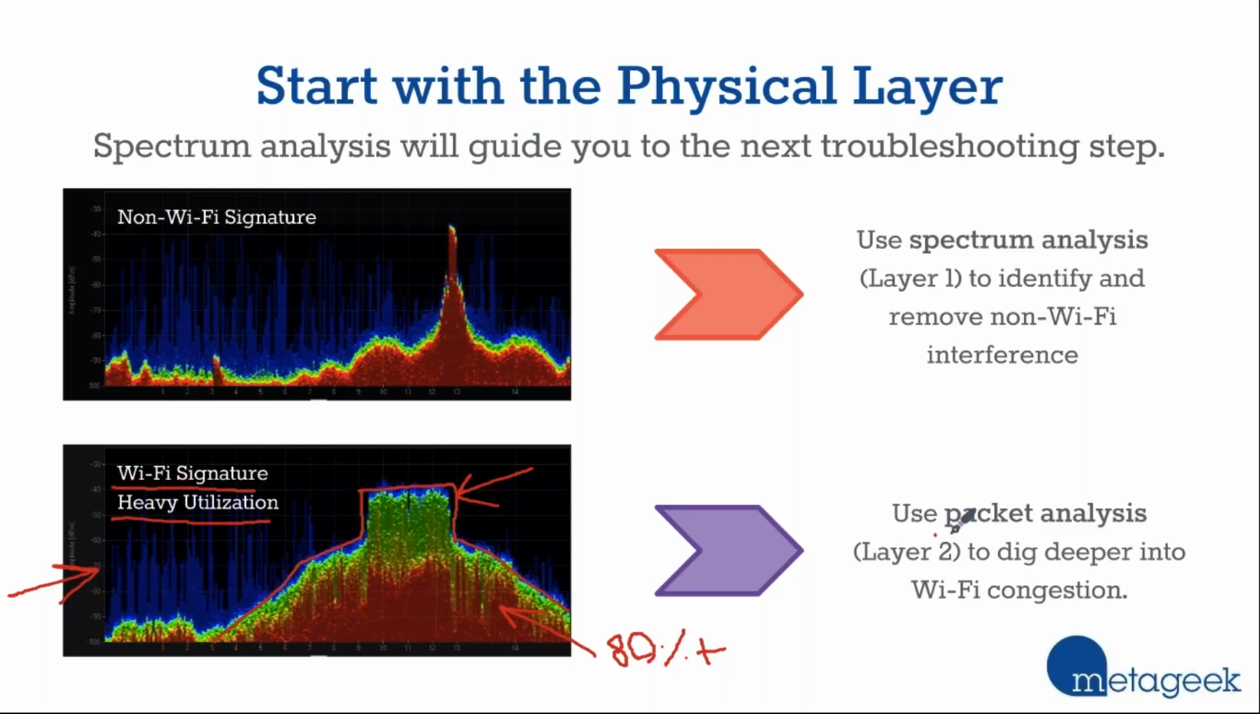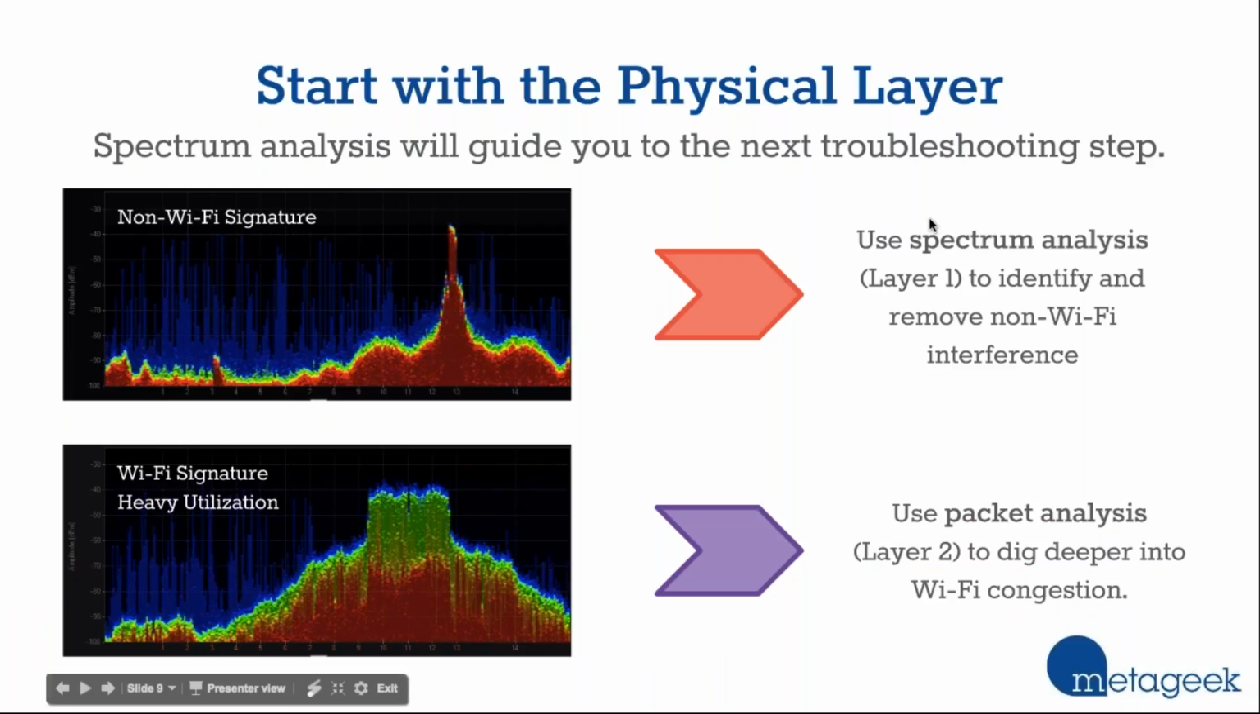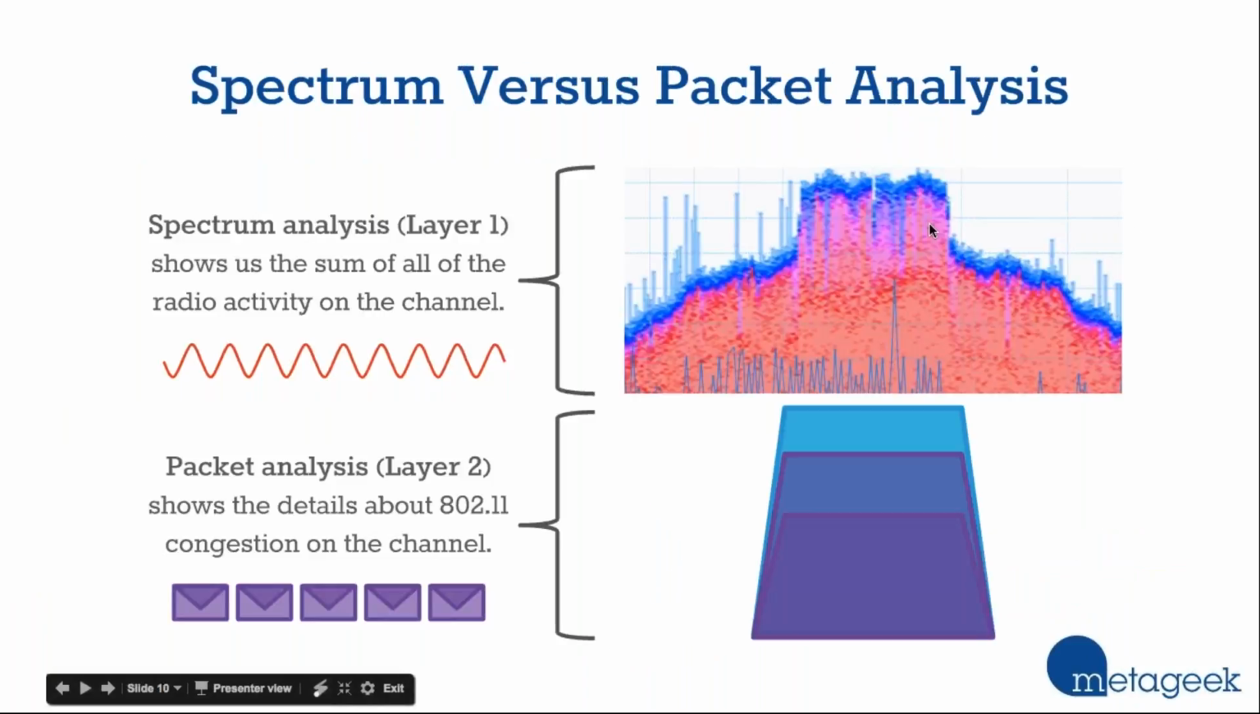That's what I'm going to use packet analysis, that's looking at layer 2, to dig deeper into that Wi-Fi congestion to figure out what is going on. So that's kind of the split that I make. That's the decision tree that I use to decide what I'm going to use next.